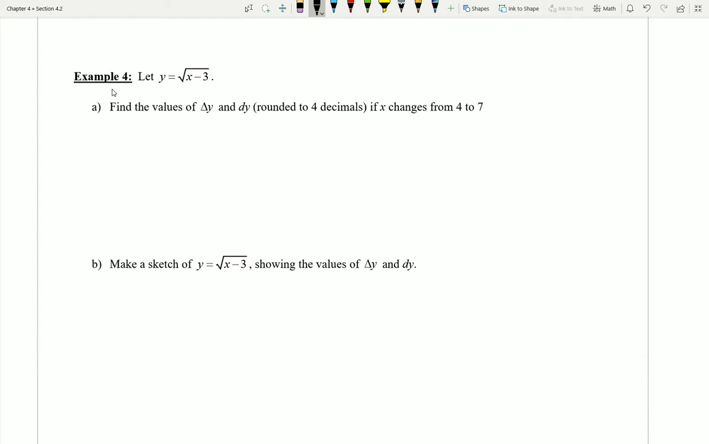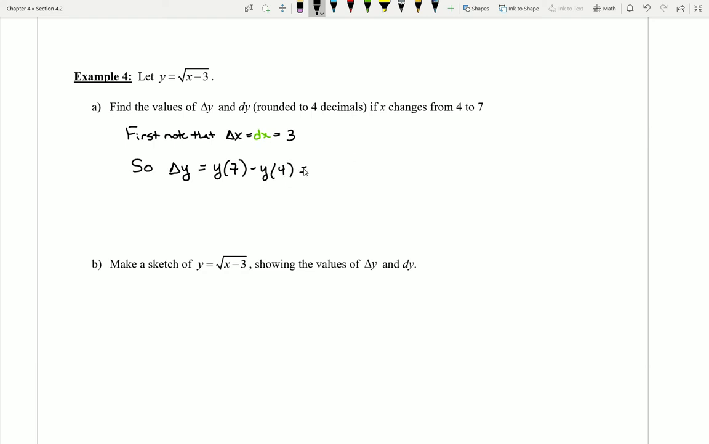Alright, well hopefully you actually did go ahead and try to work through this. I'll quickly calculate out everything that we need here for part A. So first we would note again that delta x and dx are going to be 3 because I'm increasing from 4 to 7. So that means that delta y is going to be equal to my function evaluated at 7 minus my function evaluated at 4.